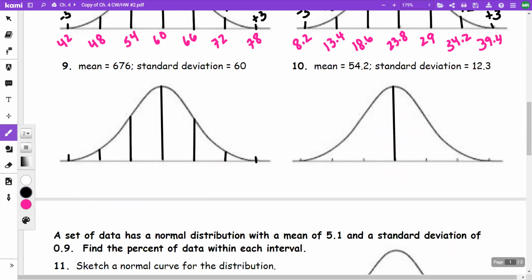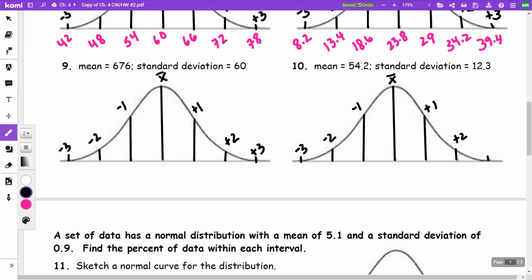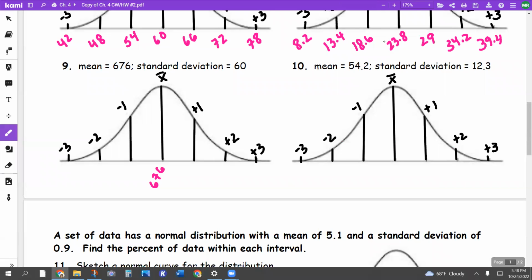And let me just draw it over here too. So my mean, -1, -2, -3, +1, +2, +3. And my mean is 776 with a standard deviation of 60.